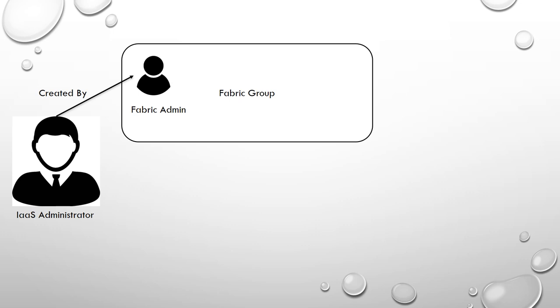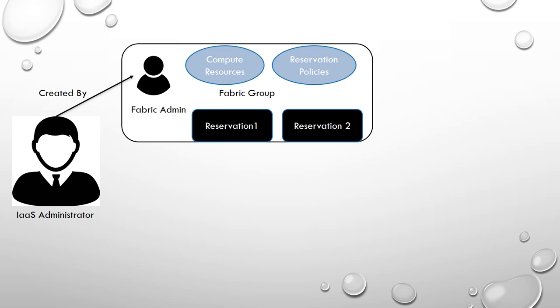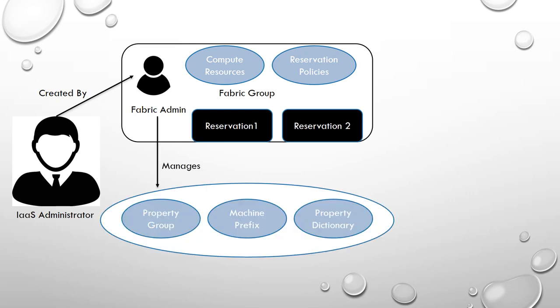Now let us discuss the Fabric Administrator. It is designated by the IaaS admin while creating or editing a Fabric group. It manages physical machines and compute resources assigned to their Fabric groups and creates and manages the reservations and policies associated with those resources within the scope of their tenant. They also manage property groups, machine prefixes, and the property dictionary that are used across all tenants and business groups.